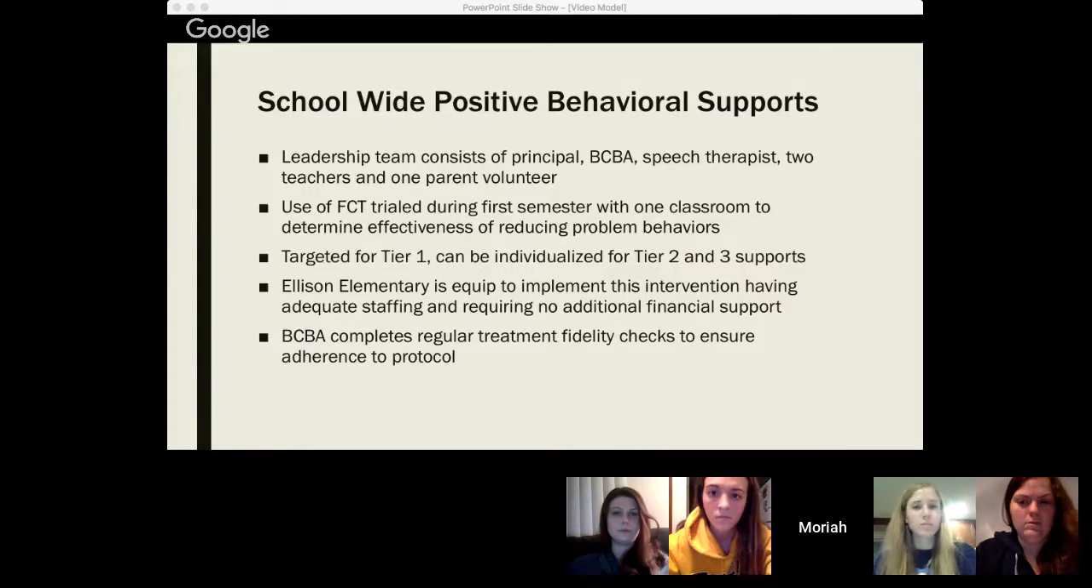Ellison Elementary School is able to use this intervention since many students display communication potential, and there are adults who volunteer at the school, so support for the students is readily available. The BCBA will be important to this intervention by completing regular treatment integrity checks to ensure that all students are being taught to use functional communication training appropriately and consistently. The goal of the school-wide positive behavioral support is to decrease students' tantrum behavior while playing and encourage appropriate and functional communication skills between peers.